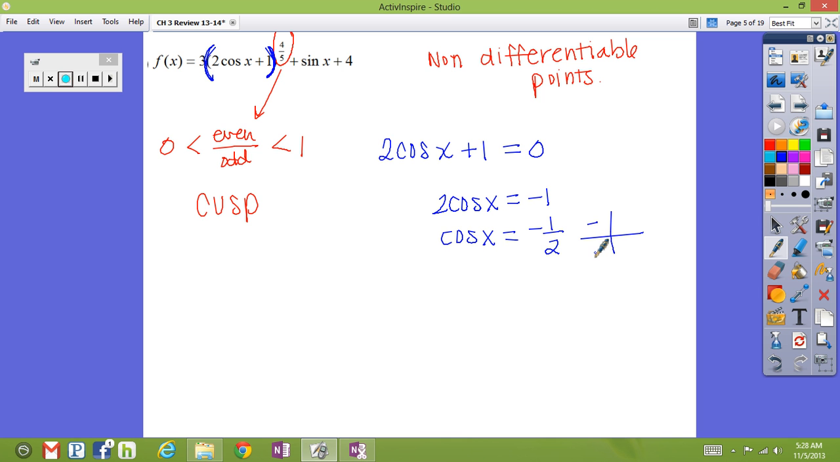Negative cosines happen in second and third quadrant. So x is equal to, my second quadrant answer is 2 pi over 3. And then the third quadrant answer is 4 pi over 3. And then, because I didn't give you a restriction, it means that you have to give me all the answers. So this one is the second quadrant answer, 2 pi over 3. And every angle that is one revolution around from there would also count as an answer.